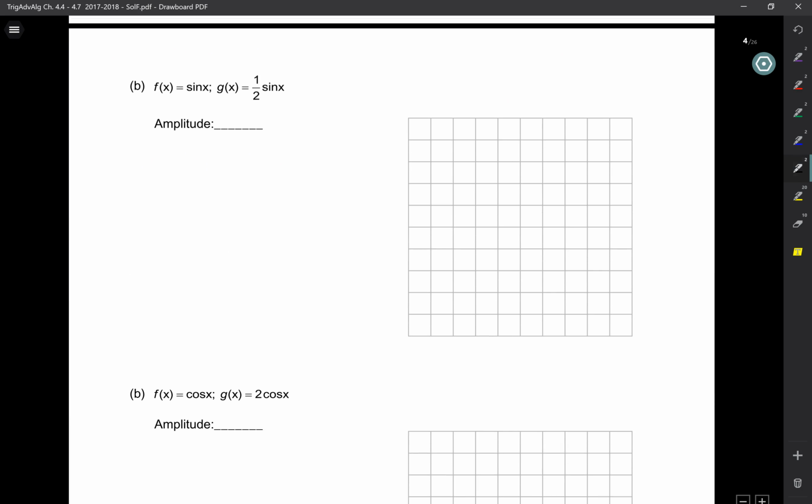Okay, so this one, same situation. What's the amplitude of this g of x? 1/2, right? So its sine, we're going to go from 0, 1, 2, 3, 4 to 2 pi. And the values are the same.